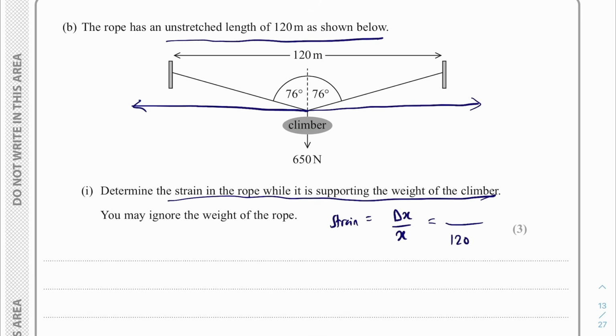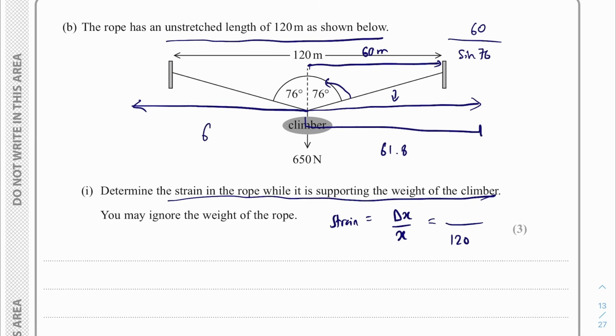We know that this length is half of this, which is 60, right? And this length from here to here is 60 meters. What can we say about this length here when it's outstretched? When we resolved this way, this was cos. So if we resolve this way, this is sine, right? So we can do 60 over sine 76. This will give us the stretched length, which is 61.8, and this is also 61.8.